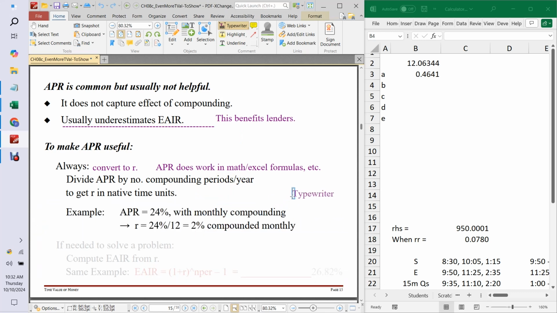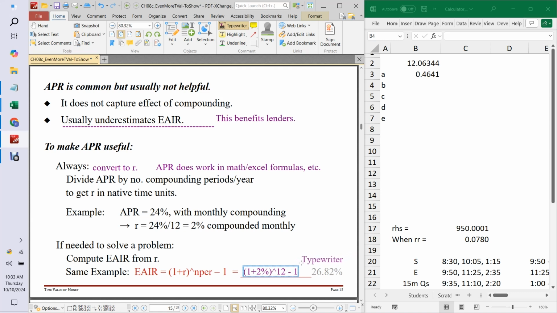Here's an example. If we have an APR of 24% with monthly compounding, we're going to get our native R by taking the APR divided by the number of compounding periods per year, and in this case, we'll get 2. So we'd say R equals 2% compounded monthly. And then, once we've got our native R, we can do anything. We can, for example, compute our equivalent annual interest rate. So using this above example, the EAIR is going to be (1 + 2%)^12 minus 1. I've done this once this morning, so I don't need to do it again. 26.82% is what I got when I wrote the notes and again this morning.